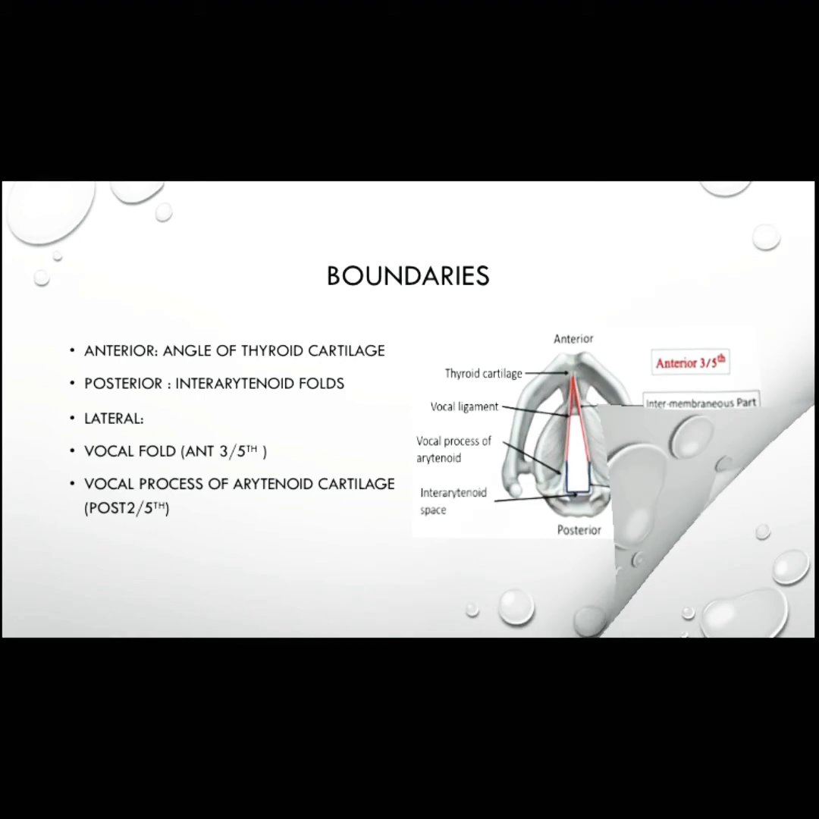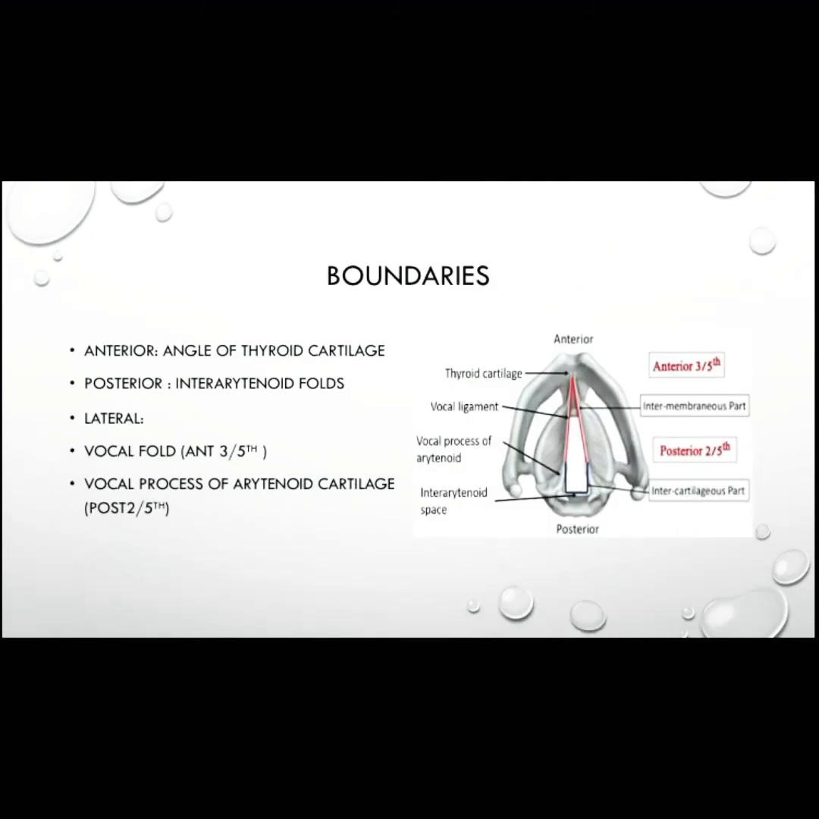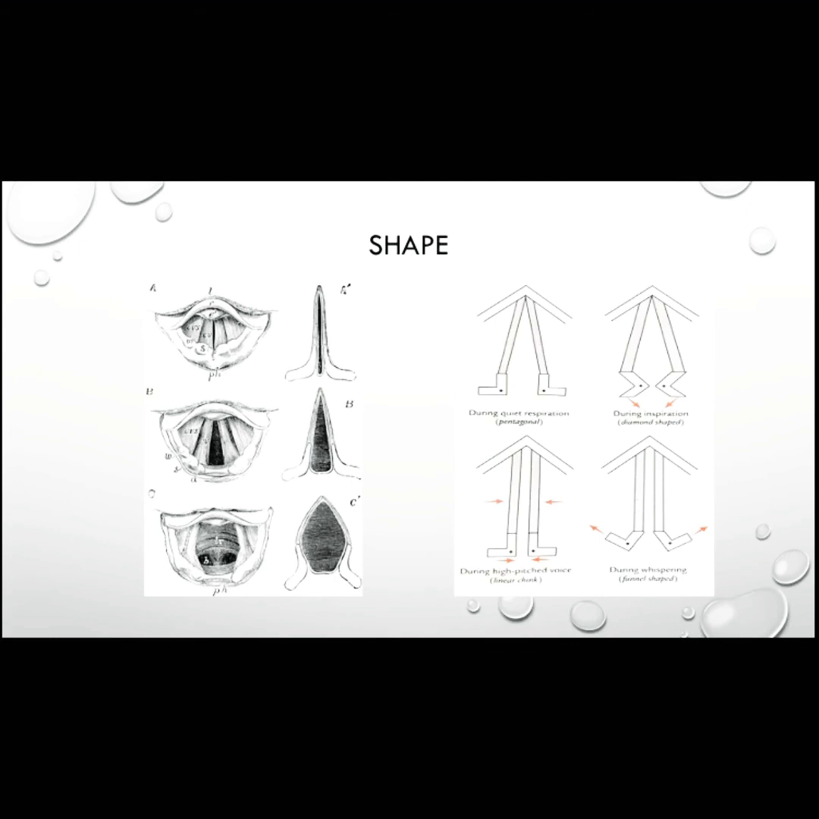Next we move on to its parts, that is the intermembranous covering the anterior 3/5 part of the lateral side and intercartilaginous part covering the posterior 2/5 part of the lateral border. The shape of this Rima glottidis changes according to the vocal folds.